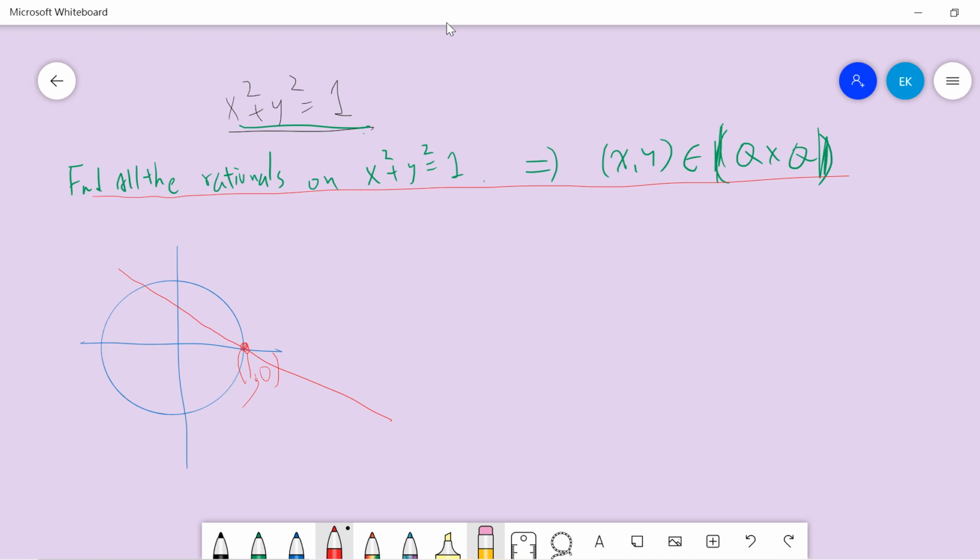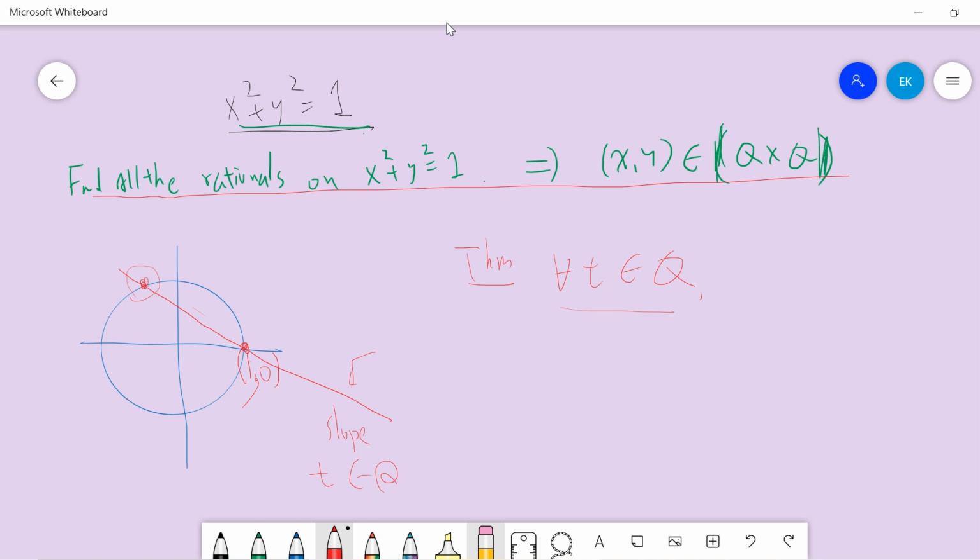line which has the slope t, and the slope t is rational. So the theorem is that for every t which is rational, this point would be rational. Okay, and we will prove it. Conversely, if any rational point is on the curve here, then this slope is rational. So this tells you that all the rational points except for this one can be obtained this way.